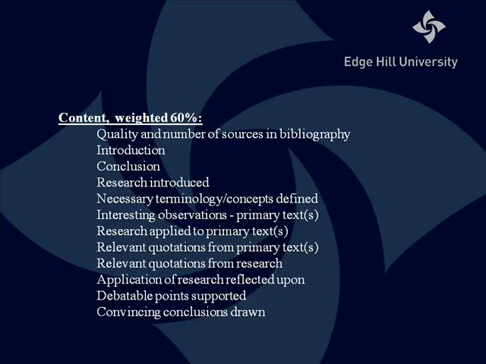And the third section upon which you'll be assessed is content, and weighted at 60%, so the vast majority of the marks go for this. And again, you're marked out of 10 on each of these. So the quality and number of sources in the bibliography, as I said, we're looking for more than 10 secondary sources being cited and in your bibliography, and if they're in the bibliography, they have to be used in the essay. You can't just beef up the bibliography.